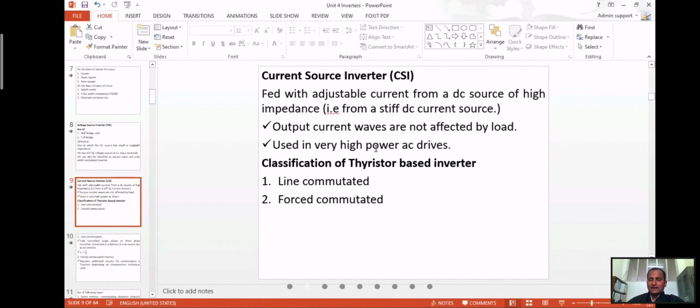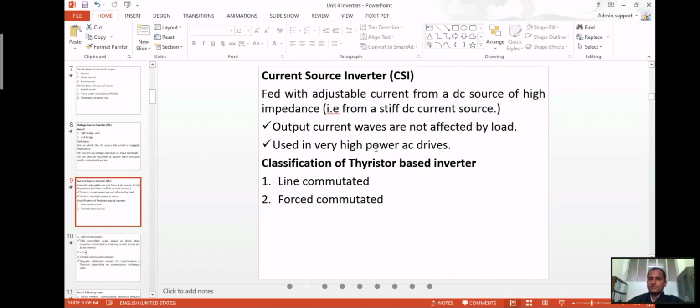In CSI, the current waves are not affected by the change in the load or the type of the load. It varies. So with changes in the load, CSIs are used for very high power AC drives.